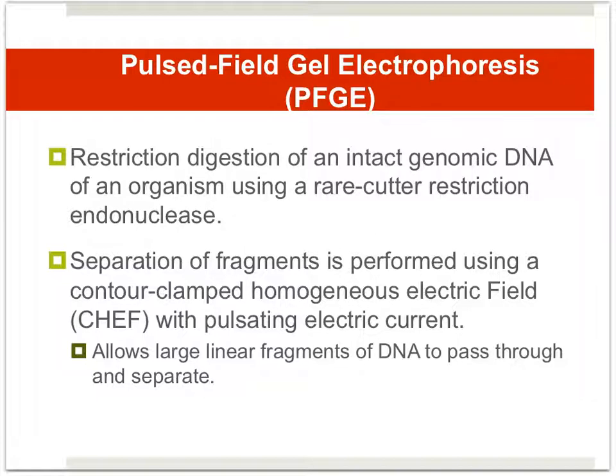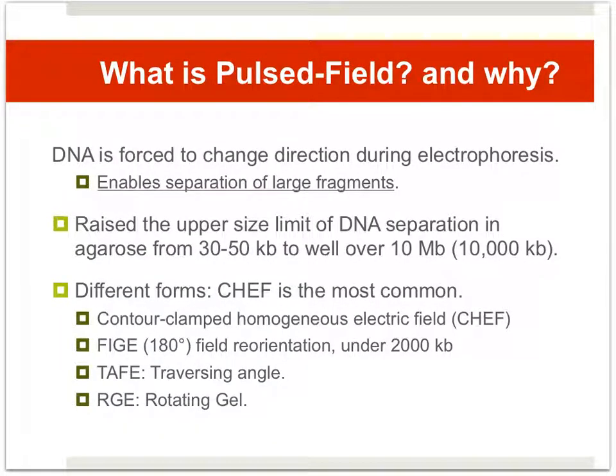And the separation of these fragments, because it is a rare cutter, the fragments are larger fragments and heavier in terms of molecular weight. Therefore, we have to use a unique type of gel. You cannot use just a regular horizontal gel to separate the fragments. Most of them are too large. Therefore, we use a contour clamped homogeneous electric field. It's a unique type of hexagonal shape electrophoresis machine, which I will show you.